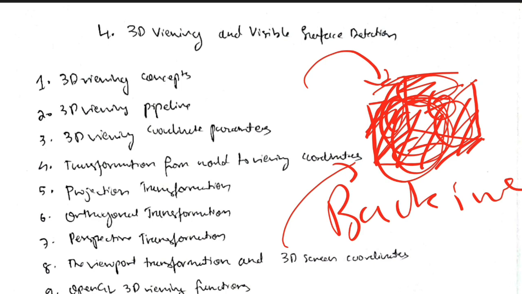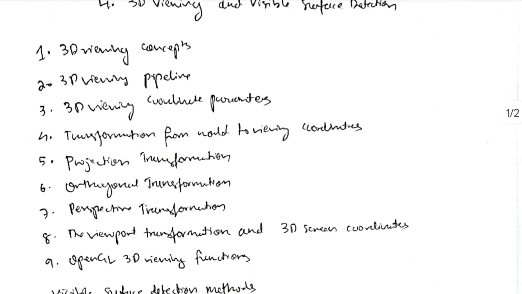So it is very important for us to know what is the back side and what is the front side of the cube, so that we'll eliminate the things in that appropriate way. Okay, so that's what the 3D viewing and the visible surface detection things are. So let's go through the concepts now.